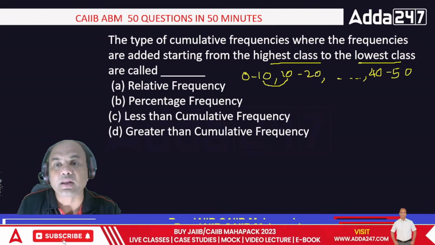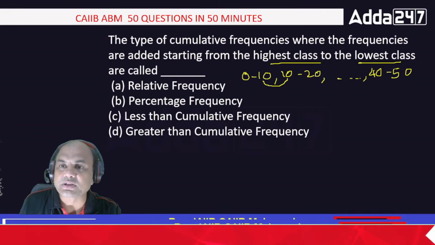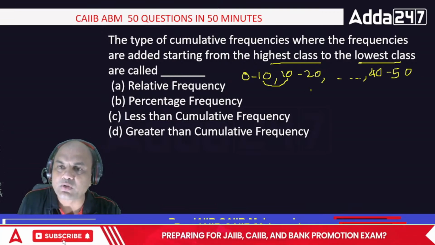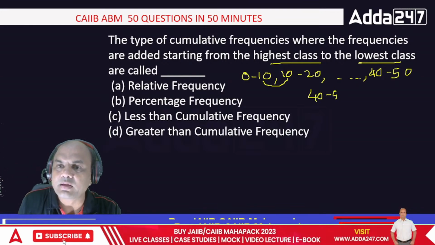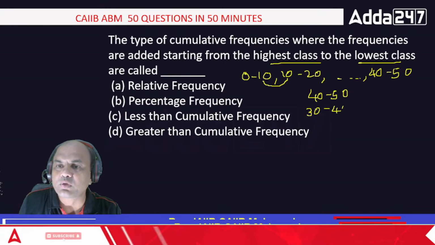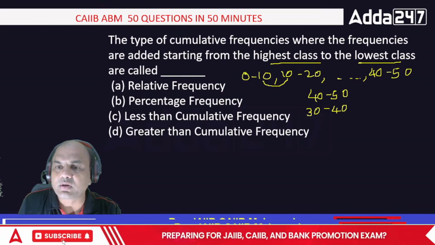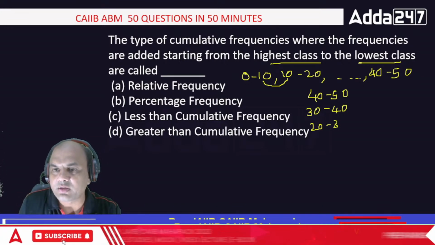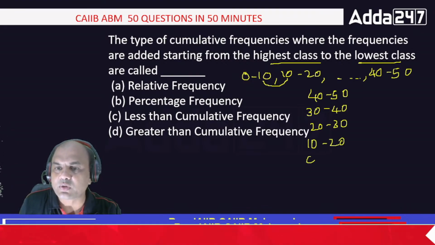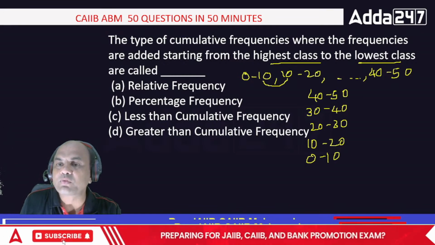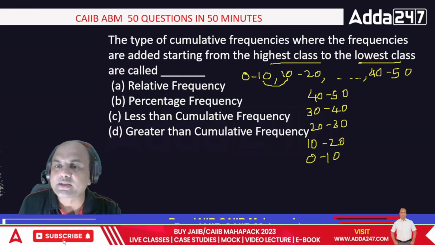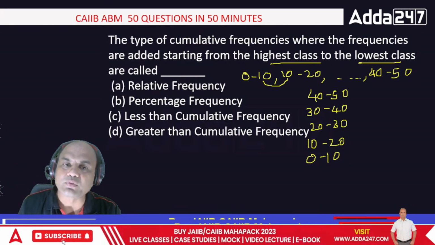Now coming back to our question. The question was from highest to lowest. Highest to lowest means what? I'll start from 40 to 50. Then I'll go below to 30 to 40. Then 20 to 30. Then 10 to 20, and then 0 to 10. See here, what am I doing? I'm going from the highest class to the lowest class.